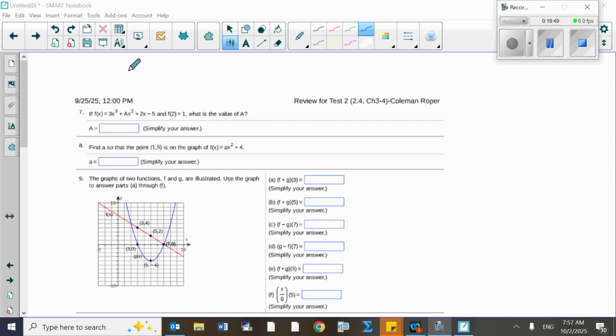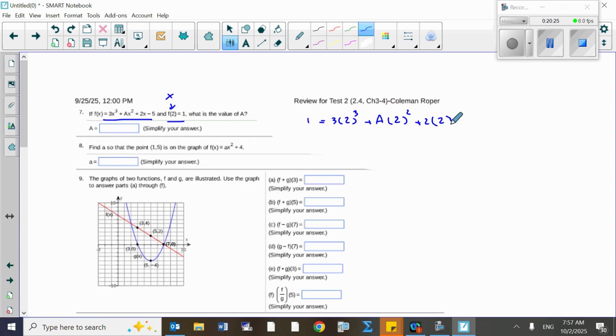Okay, next one is asking us to find the value of a if we have this equation, f of 2 is equal to 1. So this 2 is our x value, and this is f of x. So we're just going to plug them in here. f of 2 is 1, and that's equal to 3 times x is 2. So instead of x cubed, I write 2 to the power of 3, plus a times x squared, which will be 2 to the power of 2, plus 2 times x, which is 2, minus 5. Okay, so let's simplify all these.